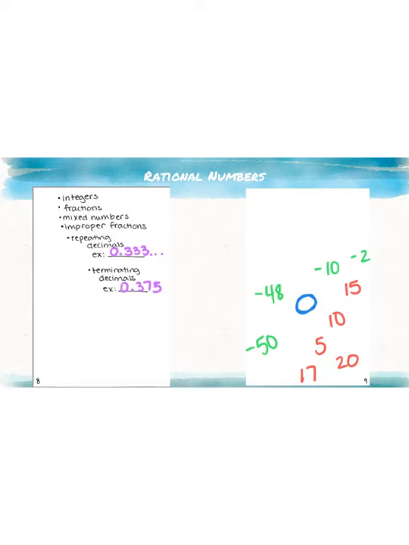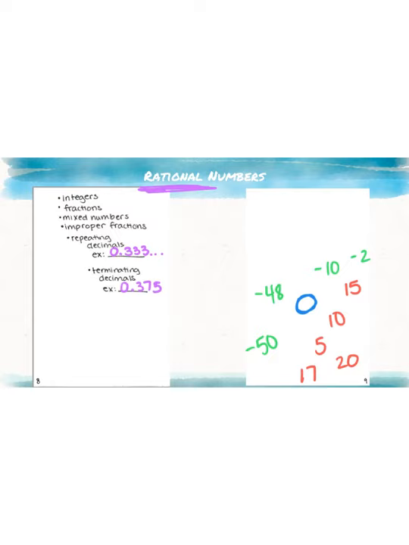Last, we have rational numbers. Rational numbers are all of the numbers that we've talked about before. So positive whole numbers like 5, 10, 15, 17, 20. Whole numbers where we add 0. All of our negative whole numbers are integers, -48, -50, -10, -2 are examples of integers, but now we're going to add any decimals and fractions.